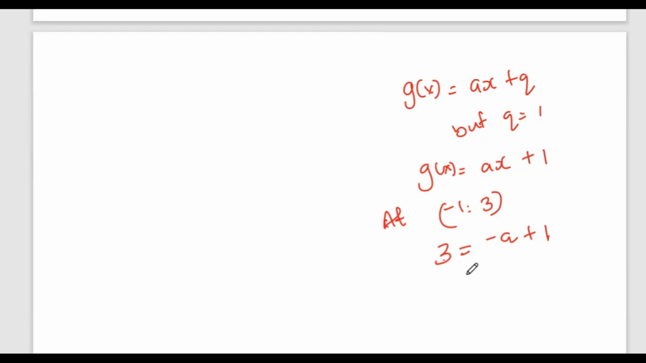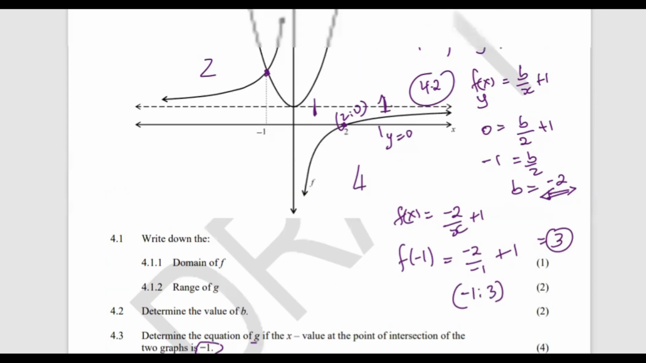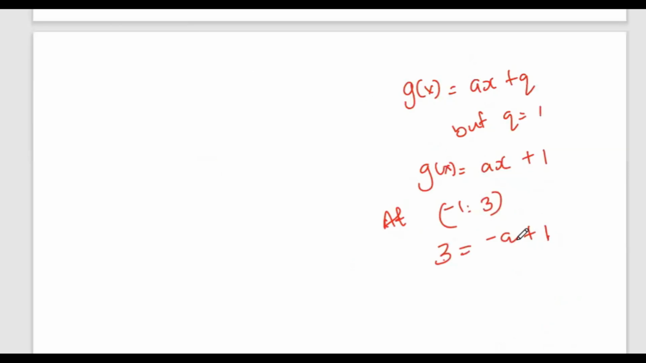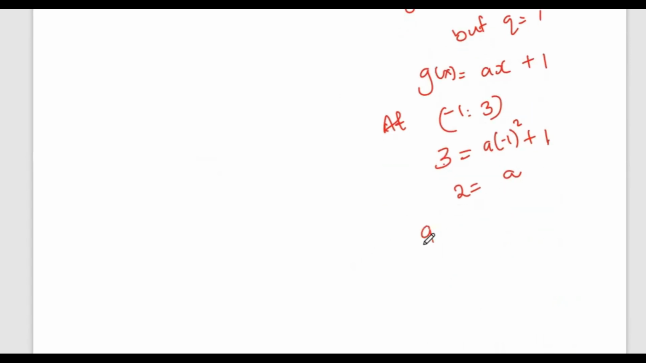Does this make sense? Something seems off. Let's see, what did we do wrong? Something seems off, because it's AX squared. Let me just erase this. Okay, so remember I said A into negative 1 squared. When I move that, I get a 2 is equal to A. Remember, our graph is a smiling graph, so the A has to be positive. So G of X is the same as 2x squared plus 1. So that is what they wanted us to get.